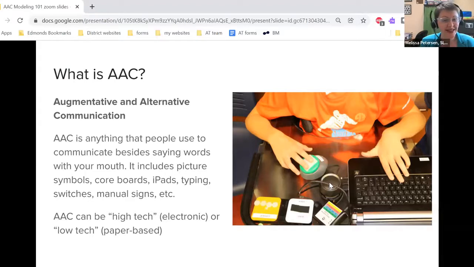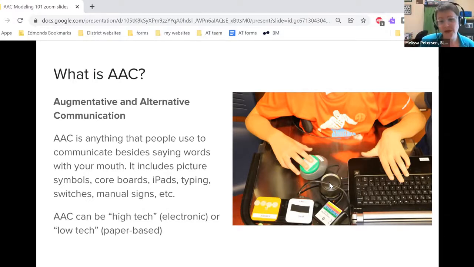What is AAC? Because I've used that term, I want to make sure that I define that because that's the main thing we're talking about. AAC stands for Augmentative and Alternative Communication. And that just means anything that people use to communicate besides using their mouth to say words out loud. So that could be picture symbols like on a core board. It could be using an iPad to communicate. It could be typing. It could be using switches. It could be using manual signs. Any of those ways of communicating would qualify as AAC.